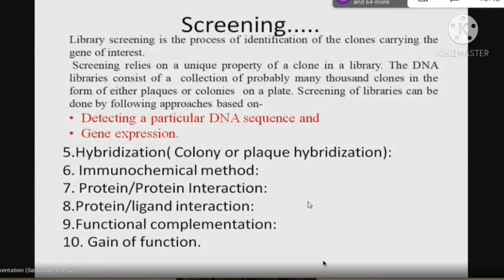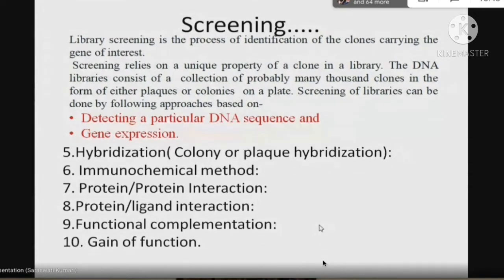And if you are finding the presence of a partner protein in, suppose, colony number X, that means that colony has the gene which codes for the protein. In this way you can screen the genomic library. Protein-ligand interaction. If you have information about the ligand, then you can immobilize that ligand in a matrix, take colony extract one by one, and then you can search their protein.